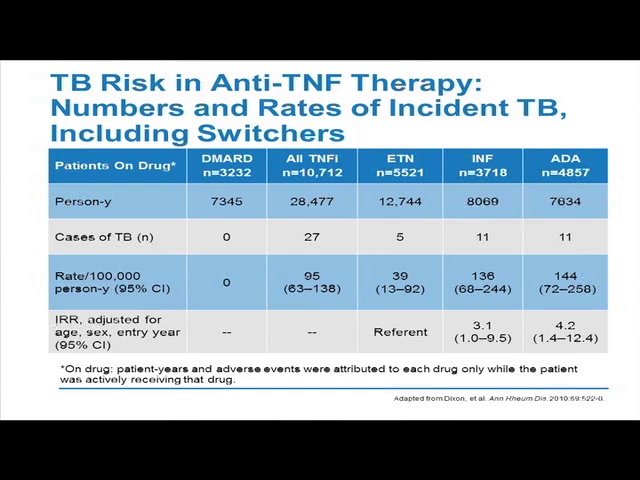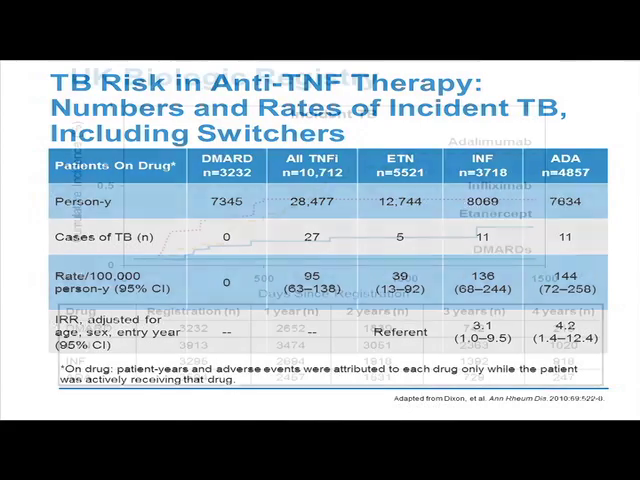In non-biologic DMARDs, you can see there were no cases in 7,000 rheumatoids treated, whereas in the all TNF group, there were 27 cases, for a rate of about 95 per 100,000. When we broke down the risks in terms of etanercept, infliximab, and adalimumab, there are palpably greater risks with the antibodies than the receptor construct. Does not mean that etanercept does not lead to TB, but quantitatively these were different.